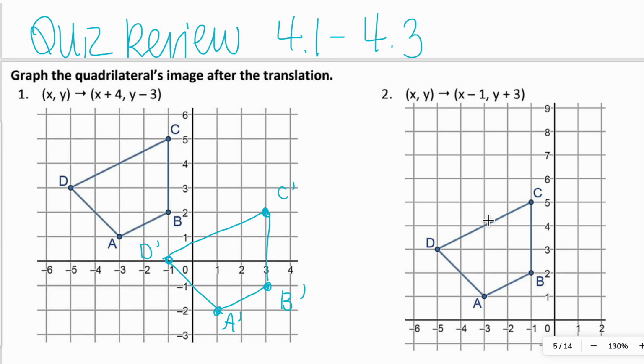X minus 1 and y plus 3, that'll be to the left 1 and up 3. So I'll start with C, left 1, up 1, 2, 3. I'm getting negative 2, comma 8. B is left 1, up 1, 2, 3. B prime, I'm getting negative 2, comma 5.